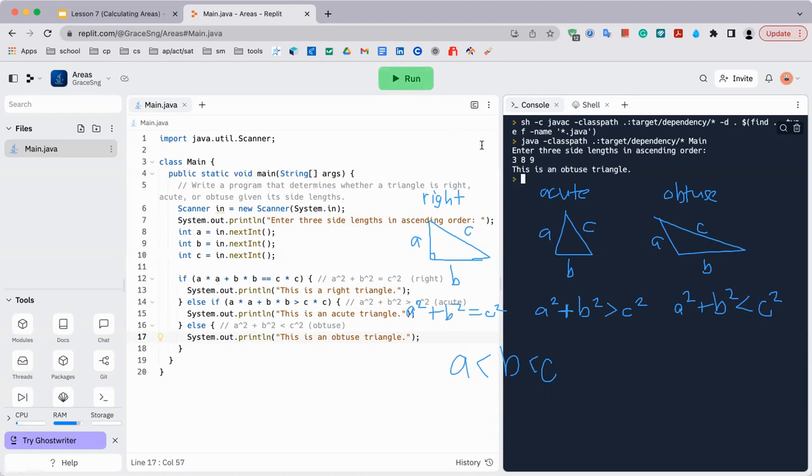Okay, so now we are done here, and hopefully you've had fun discovering some of the ways we can apply geometric concepts in Java and mathematical concepts as well.